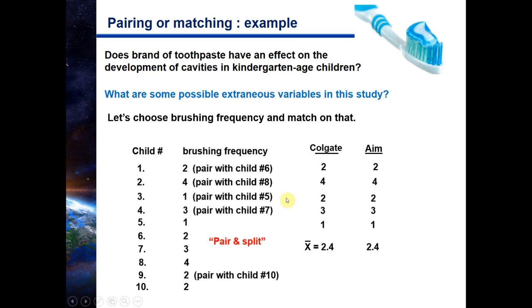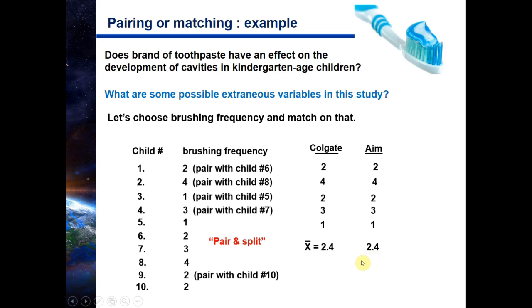And you're going to keep doing this. You're going to pair, split, pair, split, pair, split. And then if you've done this correctly, if we were to look at the mean number of times children brush in the Colgate group, that should be approximately the same as the mean in the AIM group. So again, these are not means of your dependent variable. These are means of the extraneous variable. This is the mean brushing frequency. And we can see that it's identical for these two conditions.